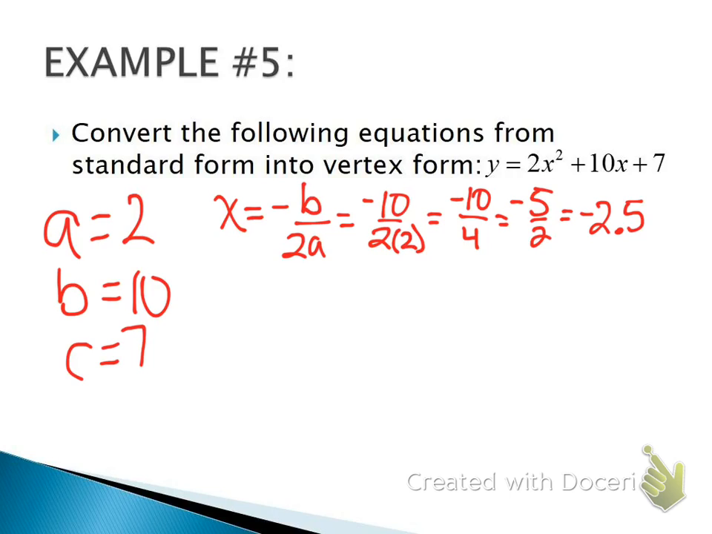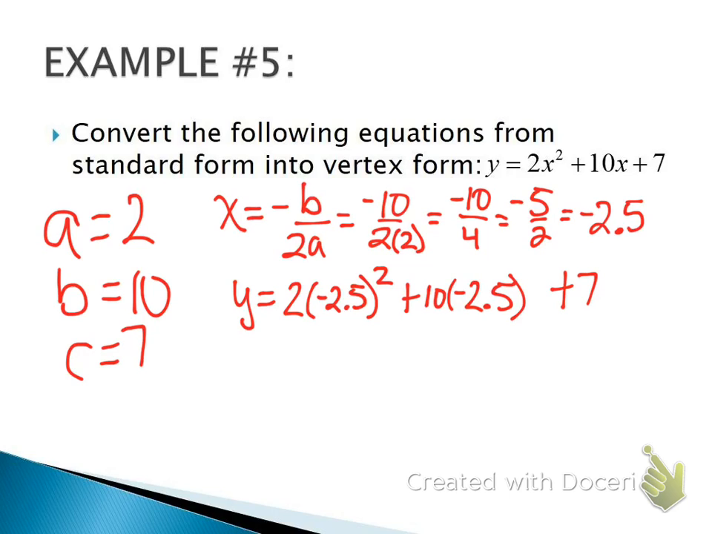All right, then, that's not our whole vertex, that's just the x. How did we find the y part of it? Plug that back in. So y equals 2 times (-2.5) squared plus 10 times (-2.5) plus 7. Now, I am confident that you can all use a calculator to figure this out, but for the sake of time, I'm going to tell you that this ends up being a negative 5.5.